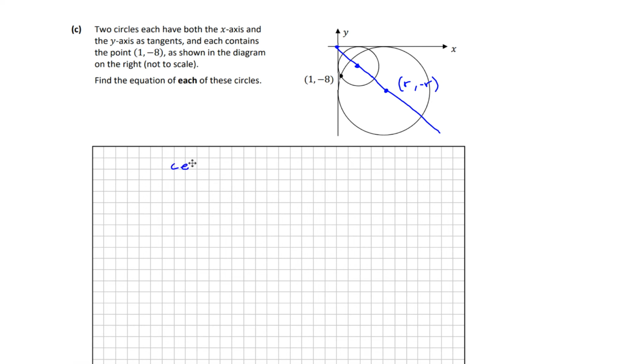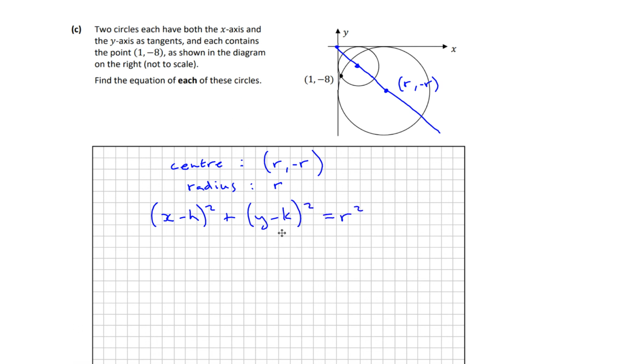Okay. So the center of each circle, we can say, is (r, -r). So that's a bit of information. The radius of the circle, or the circles, we can also say is r. And we also know a point on each circle. So if we think about our formula, again from the tables book, (x - h) squared plus (y - k) squared equals r squared. That's our formula in the tables book.